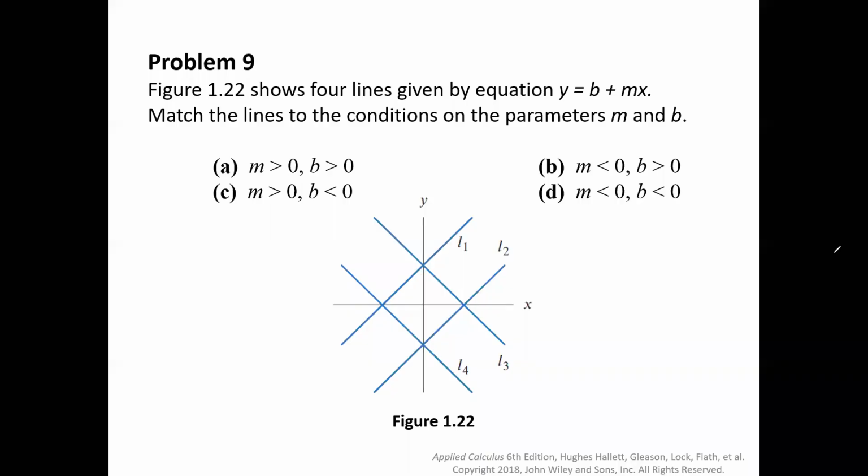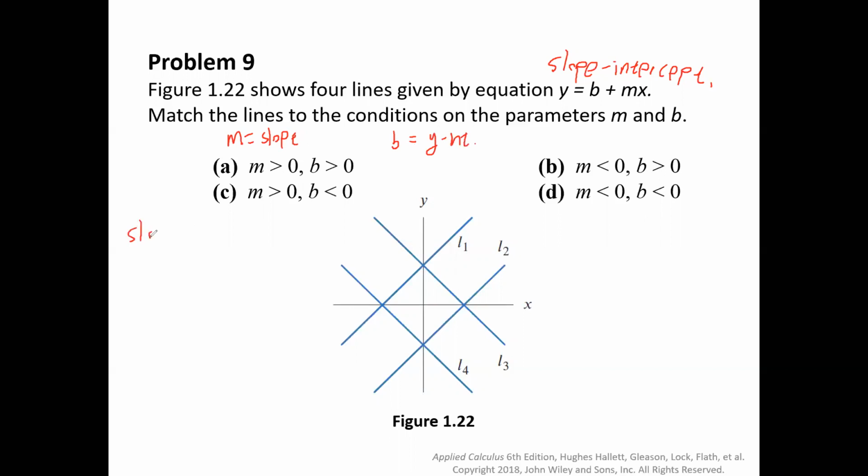All right, so problem 9, this is an interesting exercise. We have 4 lines given by the equation y equals b plus mx, which is the slope-intercept form. Match the lines to the conditions on the parameters m and b. Now I'm going to do one with you, and then you can pause the video to try to figure out the rest. All right, so m is greater than 0, that means m is positive, and b is positive, that means the intercept is positive. m is the slope, and b is the y-intercept.